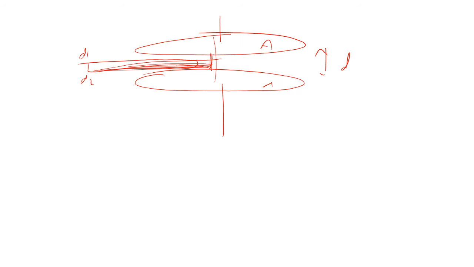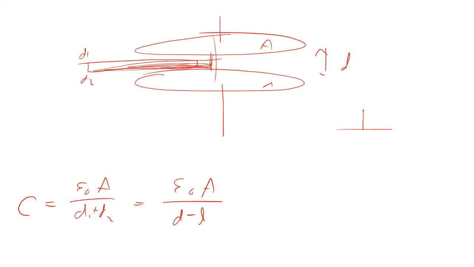Now remember what I had before. Another thing I could have done was write epsilon naught A over D1 plus D2 as epsilon naught A over D minus L, because L was the part that was left in. D1 plus D2 is whatever was left over. So how would we solve this problem up here? Well, this problem looks like two capacitors. One capacitor over here that's like half a plate, and one capacitor over here that's half a plate with something in between.